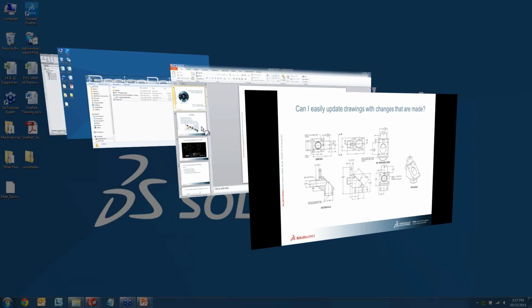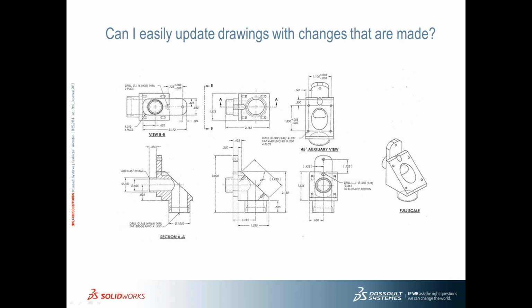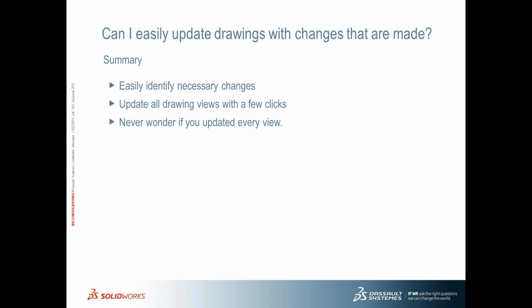So again, Dan, I hope that I answered your question about making your design changes and watching your drawing views update automatically. You can see I was able to easily identify the necessary changes in the assembly. I was able to update the drawing views with just a simple few clicks. And then the main benefit here is I never have to wonder, if I make an update to my model, if I made changes to all the necessary drawing views everywhere that that particular model was used.